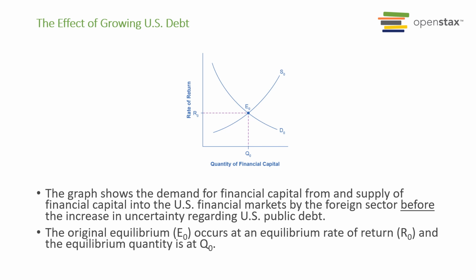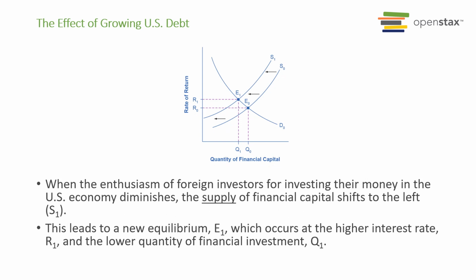So let's say right now we have this supply and demand for the financial market for our national debt, and right now we've reached this equilibrium. For this equilibrium, we have a certain interest rate, let's call this R0, and then we have a quantity of financial capital. So let's suppose something changed. Let's suppose the foreign investors don't want to invest money with the US government anymore. They don't like us anymore. And then what happens? Right?